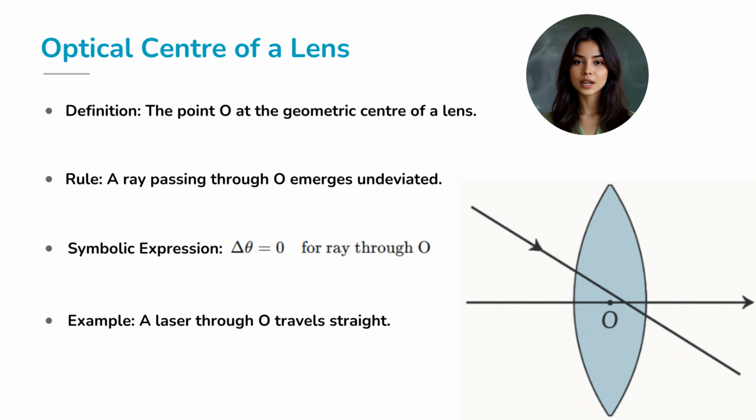Now let's bring in a real-life example. Imagine shining a laser pointer through the exact center of a lens. Instead of bending like rays usually do, the laser just keeps going straight. It's like having a VIP pass at a concert. While everyone else gets pushed and redirected, the VIP walks directly to the front row without any disturbance. So remember this golden rule: rays through the optical center travel straight. This one fact will save you a lot of time while drawing ray diagrams and solving problems.